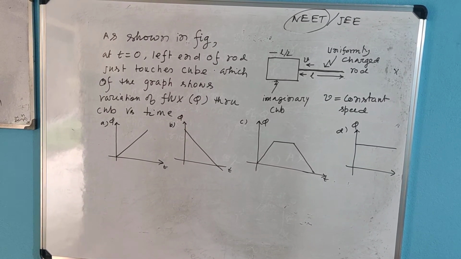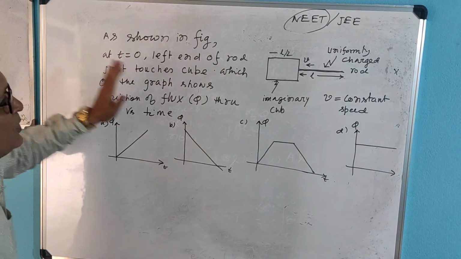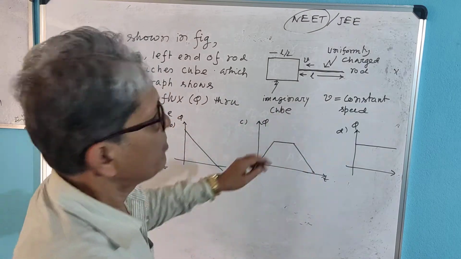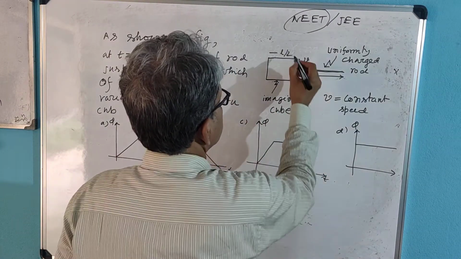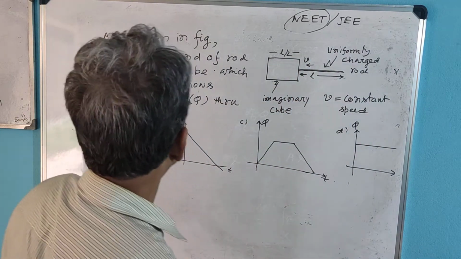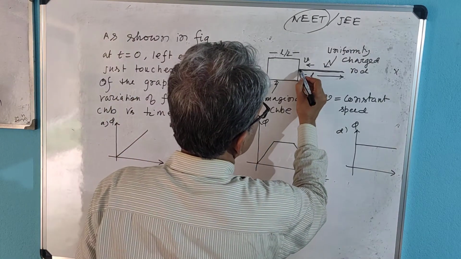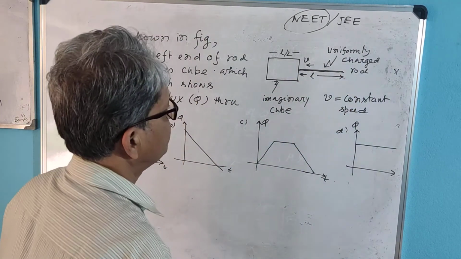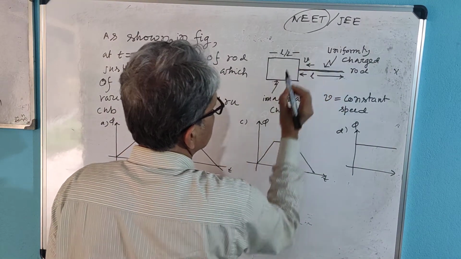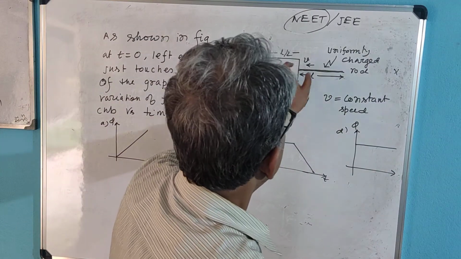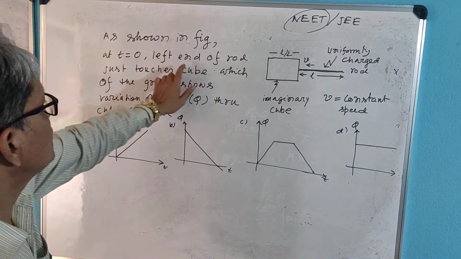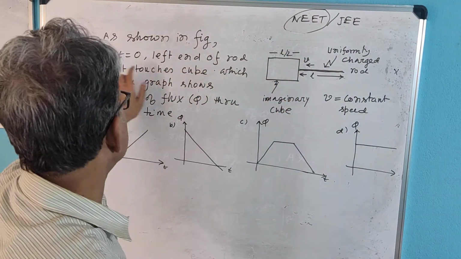Let us go to the next problem. This is an imaginary cube, that means it is a Gaussian surface. Consider a Gaussian surface. This is a uniformly charged rod. This rod is entering this cube with velocity v. At t equal to 0, the position of the rod is as shown in the figure: the left end of the rod just touches the cube.